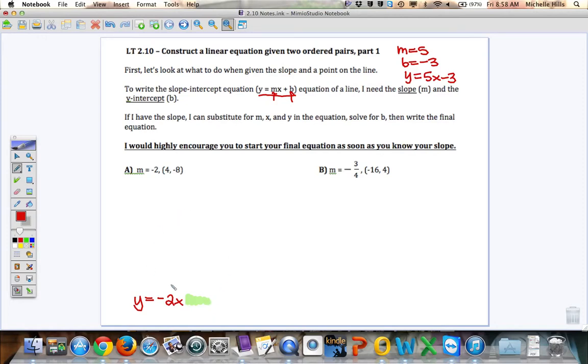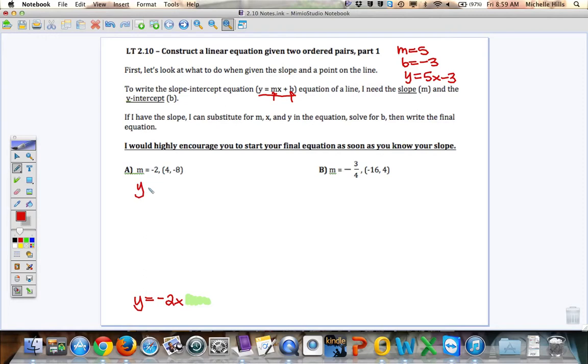The problem is if I don't start my equation, it's very easy to get so happy when you find the y-intercept that you circle that as your final answer and forget to actually write the equation. Or there are people who put numbers in their final answer in place of y and x and forget the final actual equation has both y and x in it most of the time.